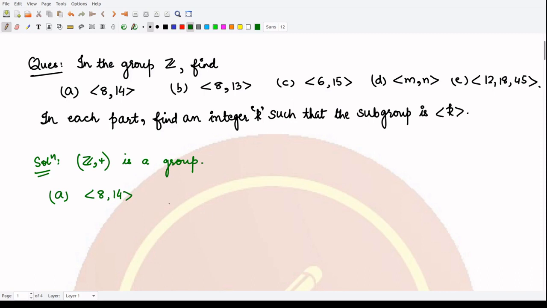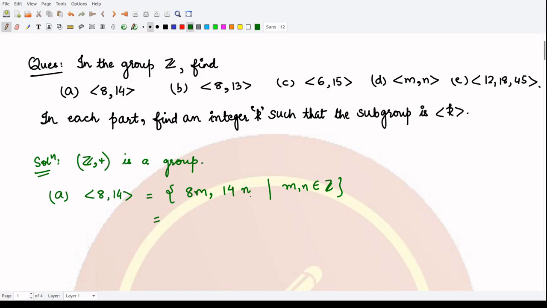What does it mean? It means that it will contain all the multiples of 8m and 14n, where m and n are both integers. Here what do you mean by 8m? It would be 8, 8 plus 8, 8 plus 8 plus 8, and so on, because the operation here is addition. And similarly for 14n.